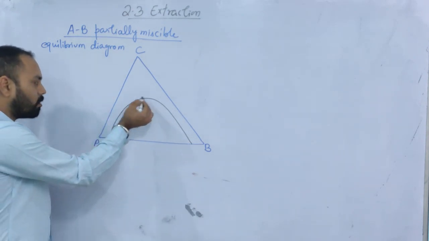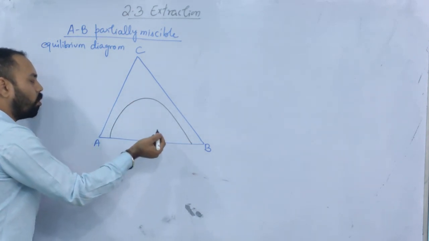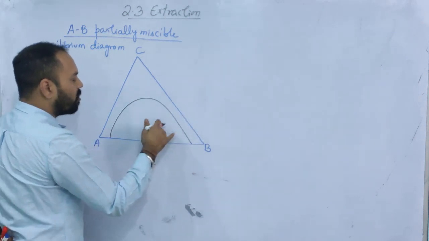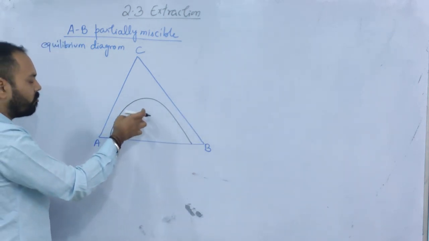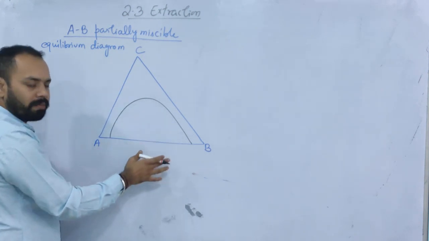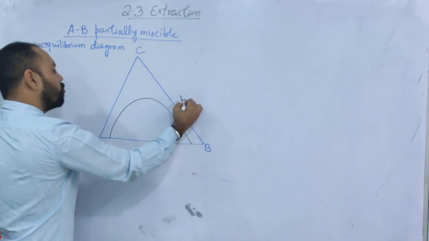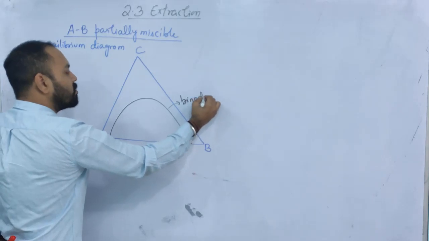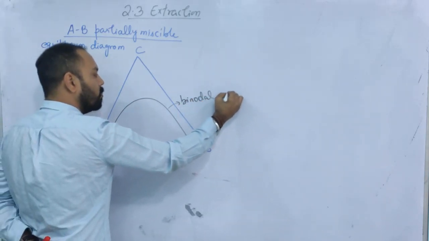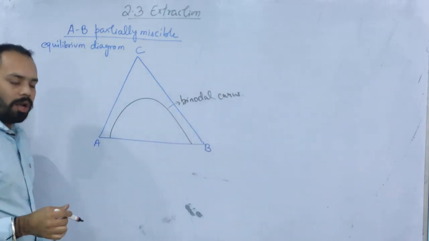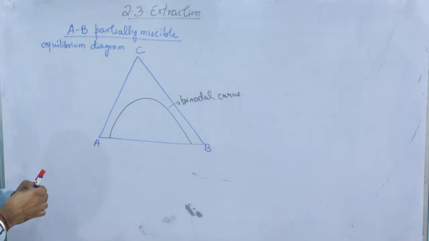Now this black curve is sometimes called the binodal curve, or sometimes it is simply called the equilibrium curve, right? It is also known as binodal because it has two nodes, this node and this node. So binodal curve. Fine. Now what is so special about this curve?